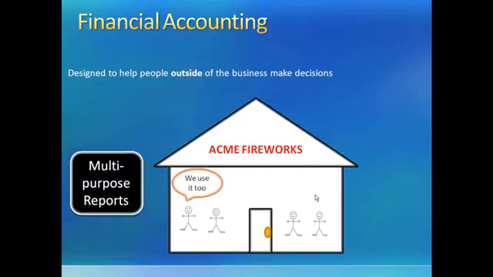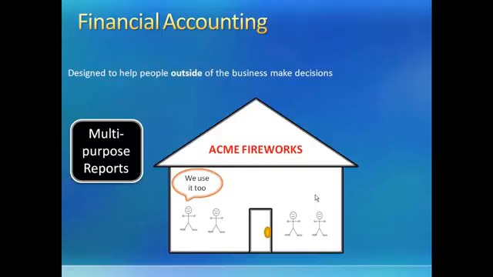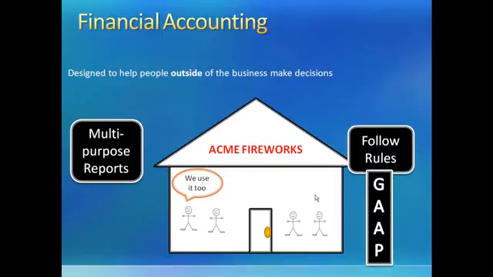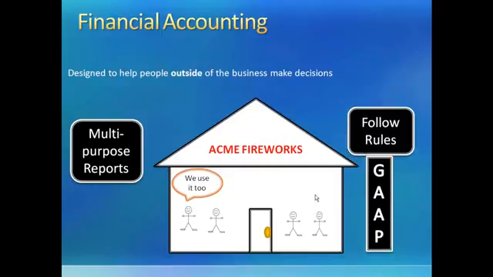Financial accounting produces multi-purpose reports. What this means is that financial accounting prepares one set of financial statements, and those financial statements or financial reports are used by anyone interested in the financial reporting. Unlike managerial accounting, which is customized to meet the needs of the users, financial accounting is multi-purpose. Unlike managerial accounting, which has no rules, financial accounting has rules to follow. In the United States, the rules that we follow are referred to as GAAP. GAAP stands for Generally Accepted Accounting Principles.